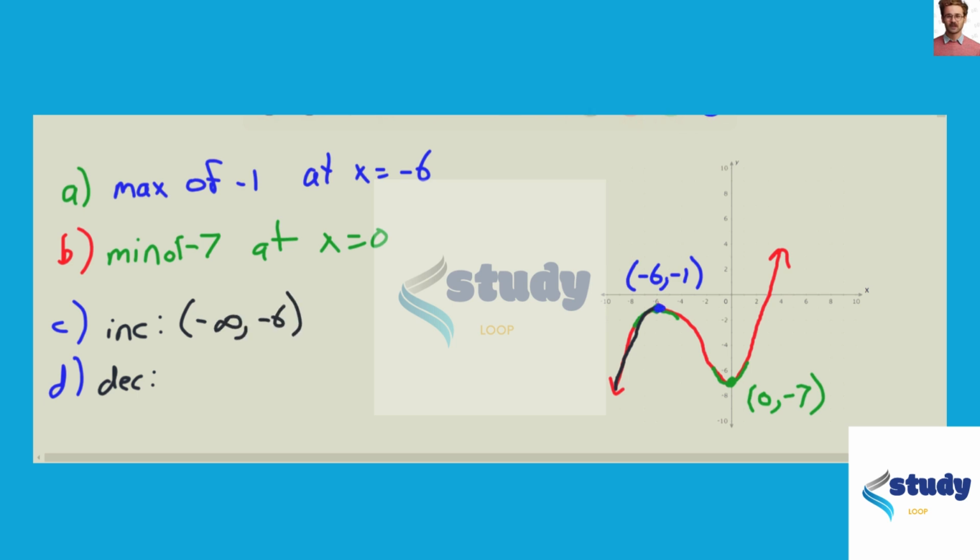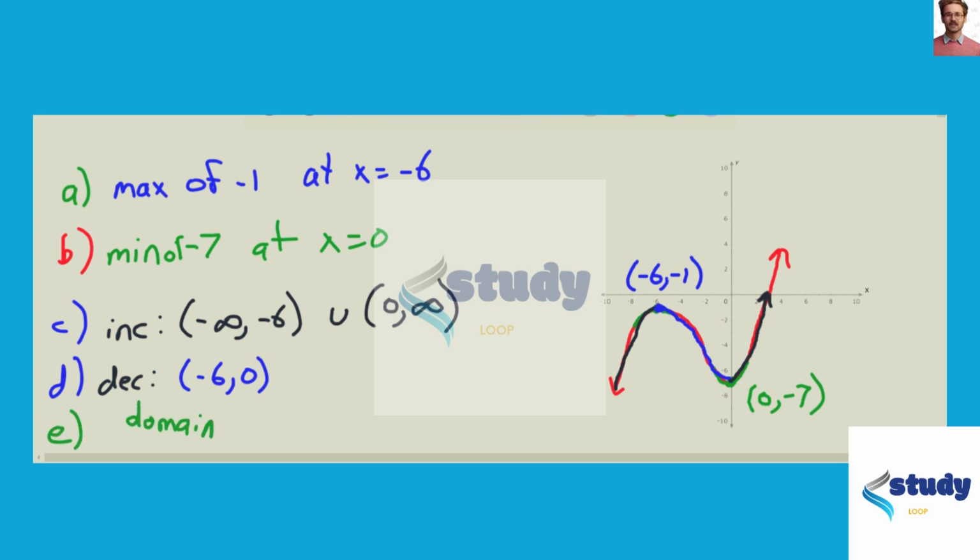Well, then the graph is going to decrease until we get to our relative min when x is 0. So the graph is going to decrease from -6 to 0. Lastly, after this point, this graph is then going to start increasing and it's going to increase forever. So the way we'll write it is that it's going to increase starting when x is 0 up until positive infinity.